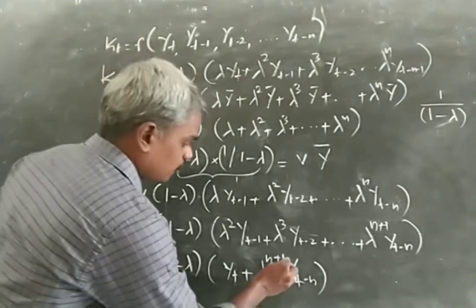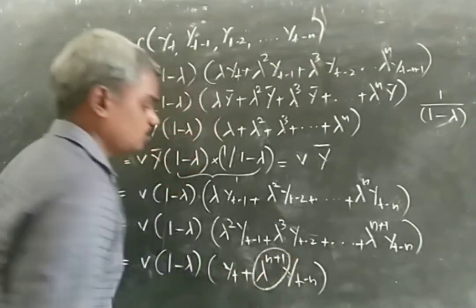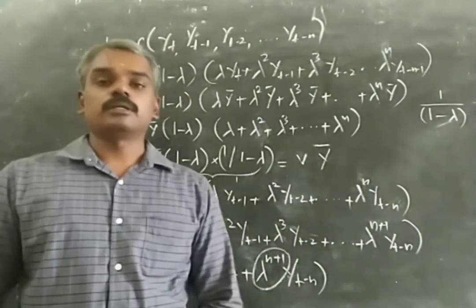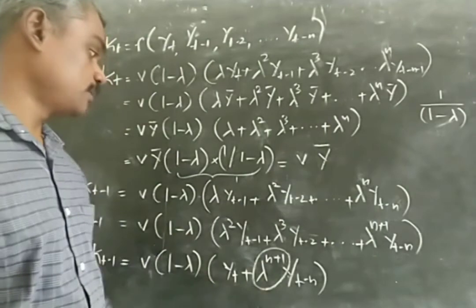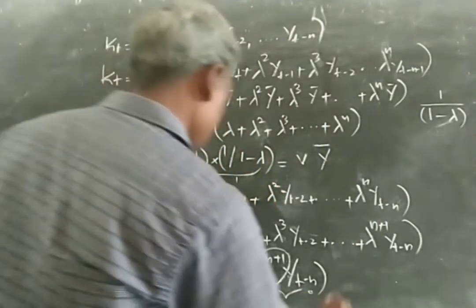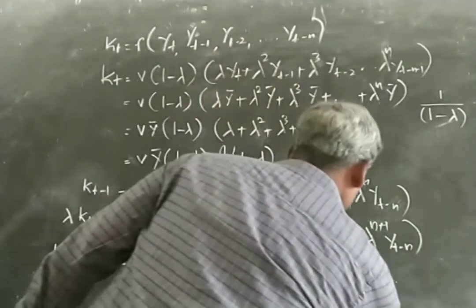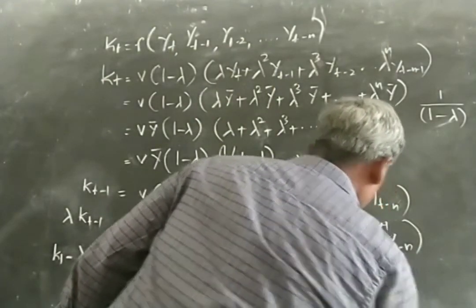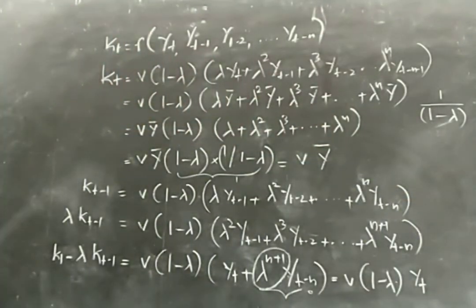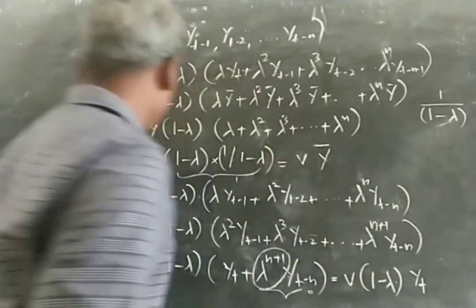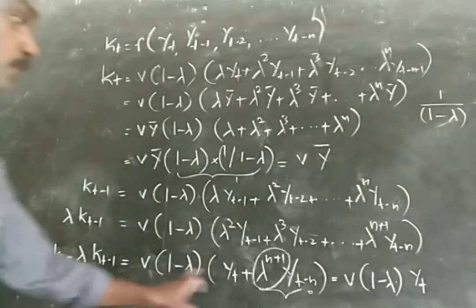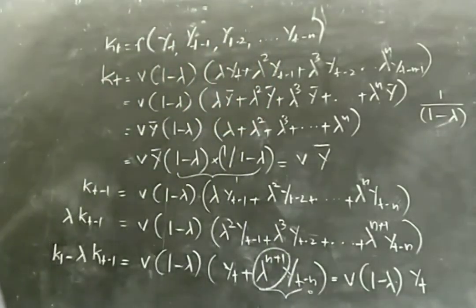We know that the value of lambda raised to n plus 1 approaches 0 as n approaches infinity. When n is infinity, the value of lambda raised to n plus 1 will be 0. So this term becomes 0, and the equation again becomes nu into 1 minus lambda into Yt. So net investment is given by Kt minus lambda Kt minus 1 equal to nu into 1 minus lambda into Yt.